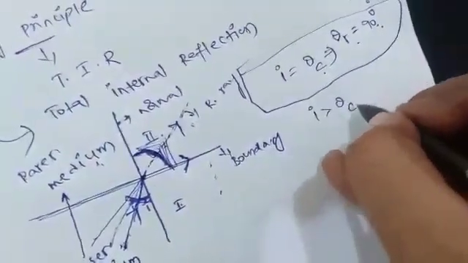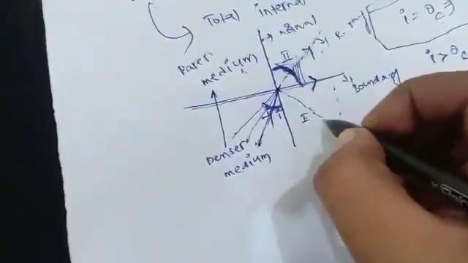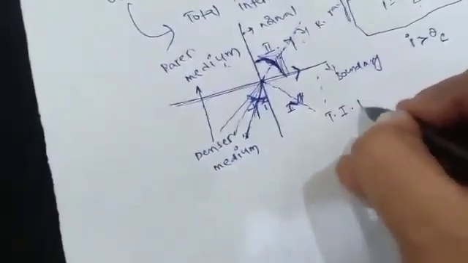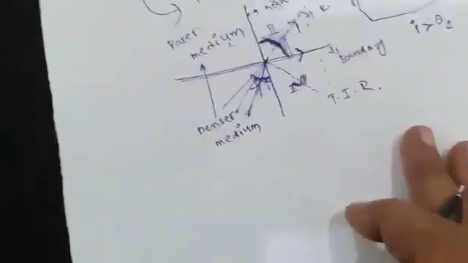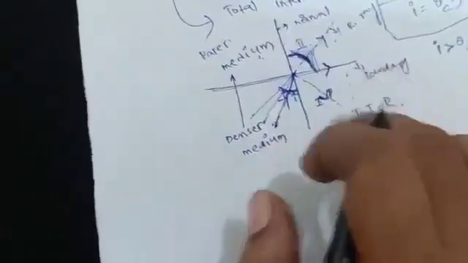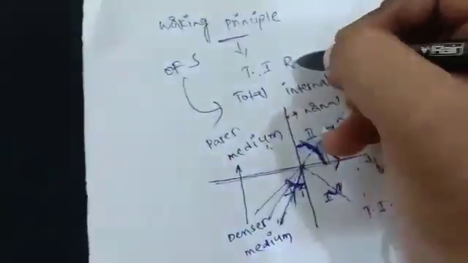Further, when we increase the angle of incidence above the critical angle, the ray comes back into the same medium. This is called total internal reflection. The ray is completely reflected into the same medium, which is why the phenomenon is called total internal reflection. This is possible in optical fibers. Optical fibers work on the principle of total internal reflection.